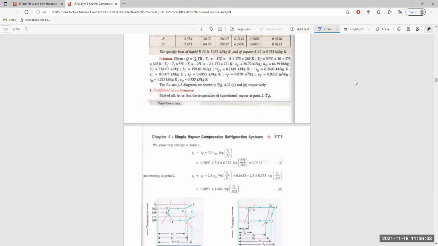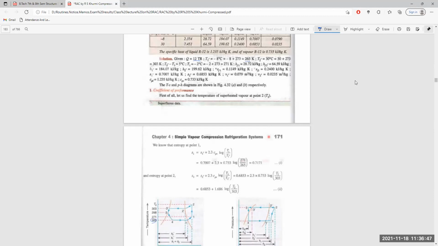Here you see there are T1 dash and T1. There are two temperatures there. T1 dash is the temperature at the evaporator, right on the saturated vapor line of the vapor refrigeration cycle, and T1 is the temperature in the superheated region, which is higher than T1 dash. T1 dash is the evaporating temperature at -8 degrees centigrade, which is equal to 265 degree Kelvin.